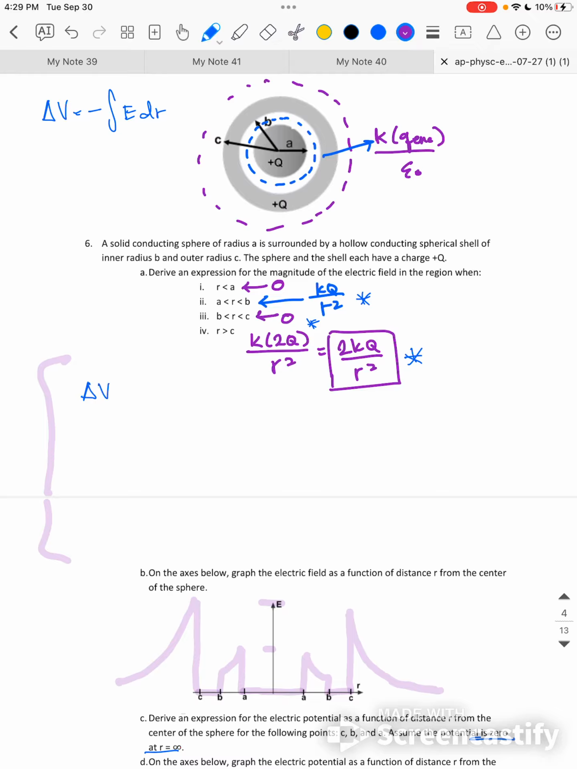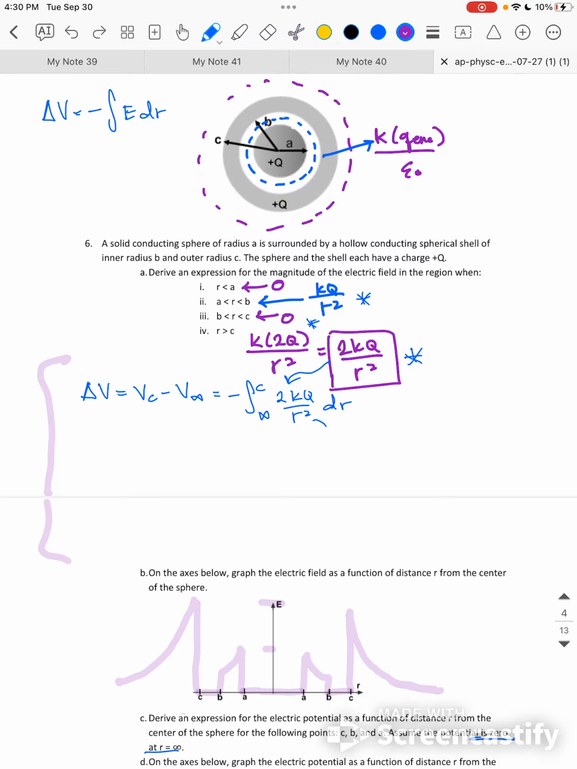So change in potential from infinity to C is V final minus V initial. And when I say V, I don't mean velocity, I mean voltage or potential, is equal to the negative integral from infinity to C of the electric field in that area. And the electric field in that area is the electric field when R is greater than C. So it's 2kq over R squared dr. And always remember that you can turn this into R to the negative power to make it easier.